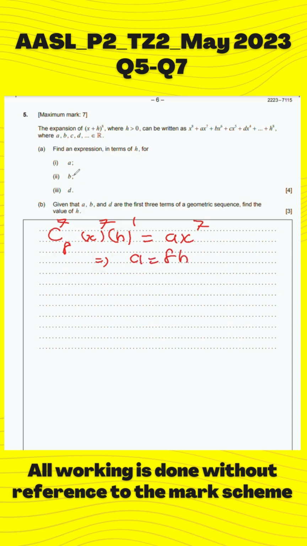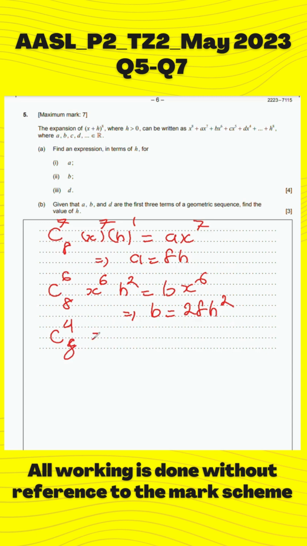Do the same thing for b and d. So C combination 6, 8, x to the power 6, and h squared, equal to b x^6. So from that, b will equal 28h squared. Now C combination 4, 8, x to the power 4 multiplied by h to the power 4 will equal d x^4. So from that, d will equal 70h^4.